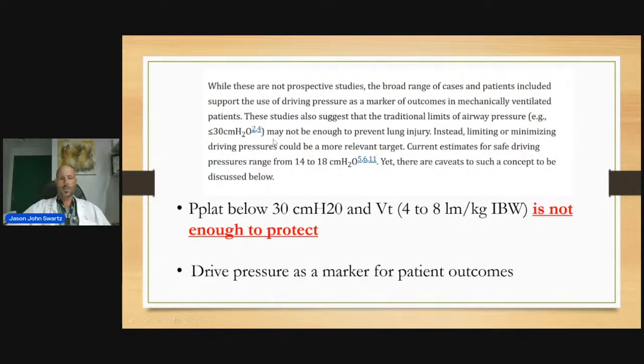So over here, plateau pressures, even if they're below 30, even if we're doing 6 to 8 in normal patients, or 4 to 5 more modest tidal volumes, which we should, it's not enough to protect. There's more and more evidence, and this is important for our day-to-day work in the intensive care, that drive pressures are truly a very important marker for patient outcomes.